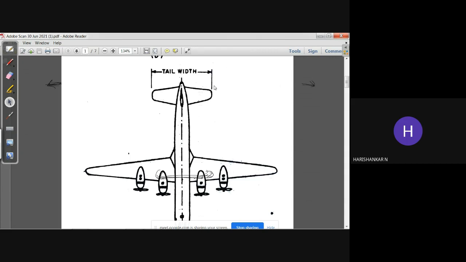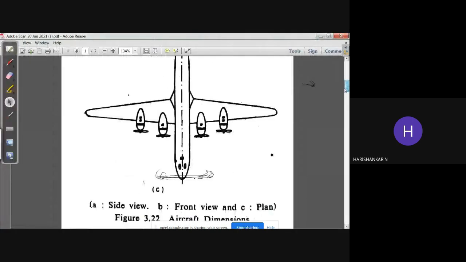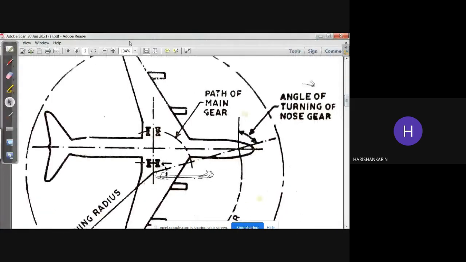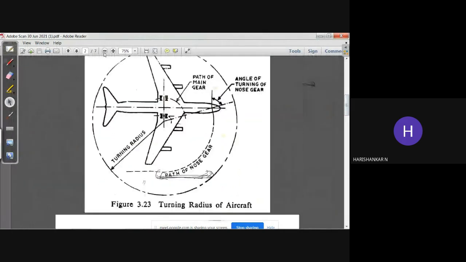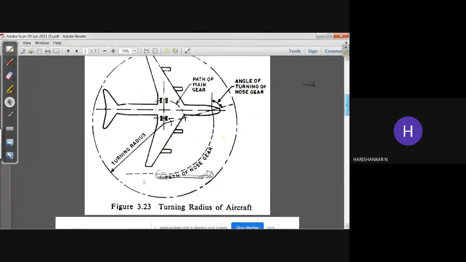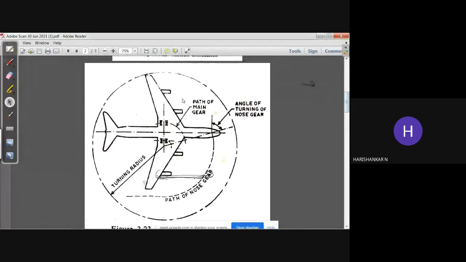And after that, it's the radii. Here we have two types of radii that we will discuss. It is the turning radius and the circling radius. So what is the turning radius and what is the circling radius? Here you can see, while the aircraft is on the ground, the turning radius can be measured like this.